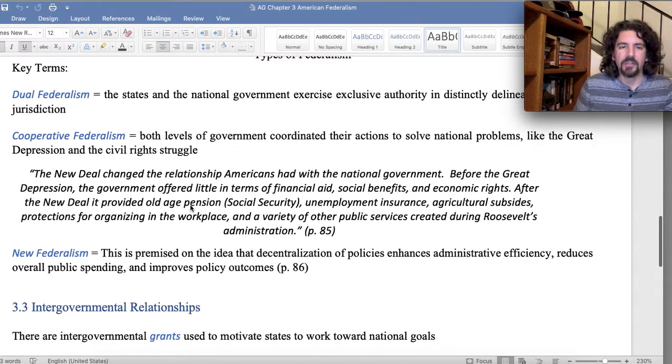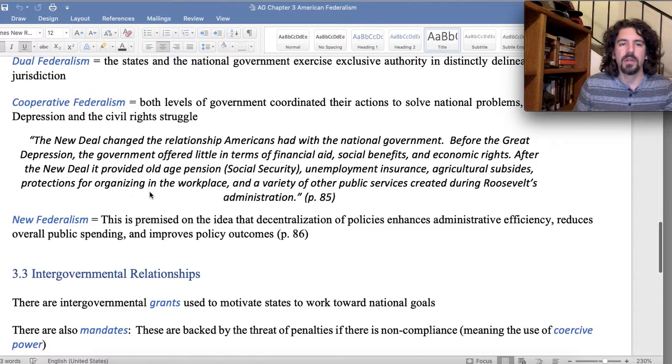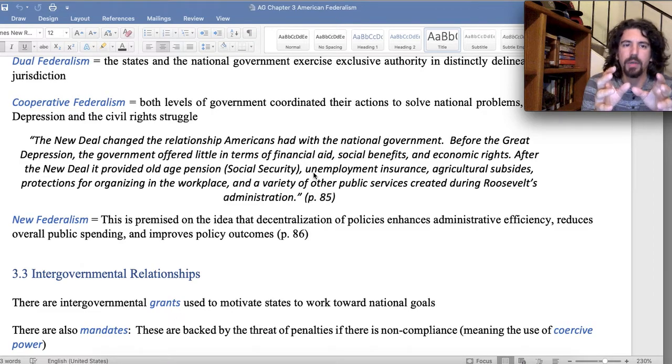The New Deal, this policy to get Americans back to work, changed the relationship Americans had with the national government. Before the Great Depression, the government offered little in terms of financial aid, social benefits, economic rights, and the New Deal also had old age pension, Social Security, which we still have, unemployment insurance, and so forth. And so this is a big deal because no state and the federal government itself could not solve the problem of the Great Depression. They had to work together to overcome mass unemployment, people starving, in order to have actual governmental action.